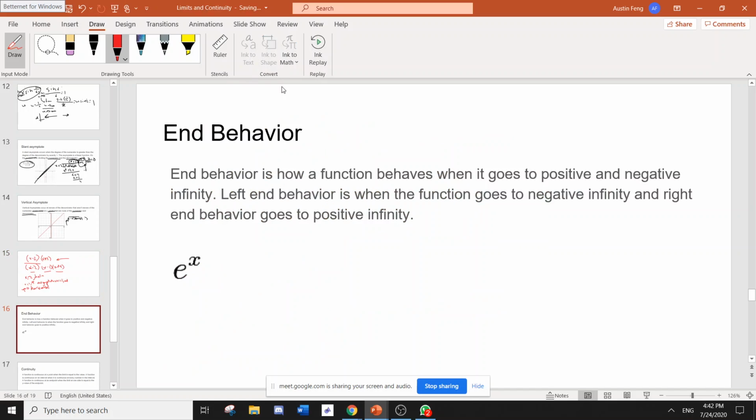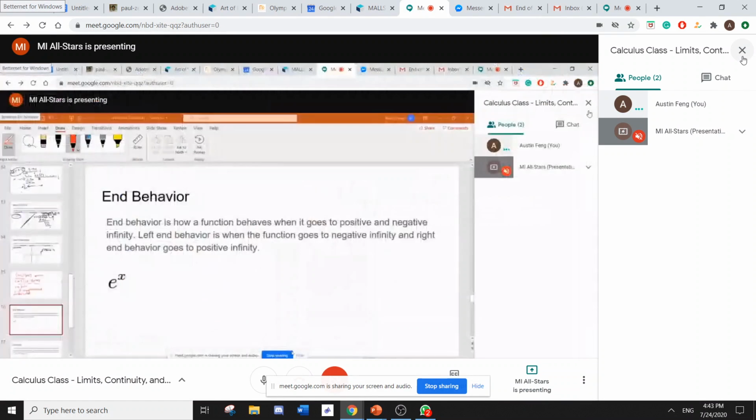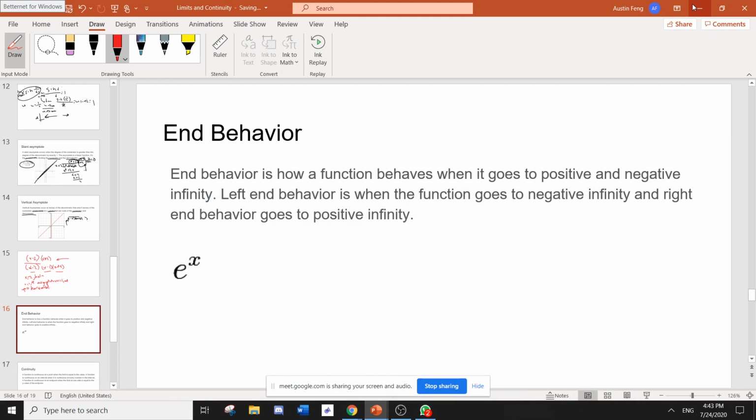So let's look at end behavior. End behavior is basically looking at the limits when x goes to positive and negative infinity. Left end behavior is the left side, so negative infinity, and right end behavior is the positive side, the right side. So we look at positive infinity. So we have the function e to the x. Let's graph this. It looks kind of like that.